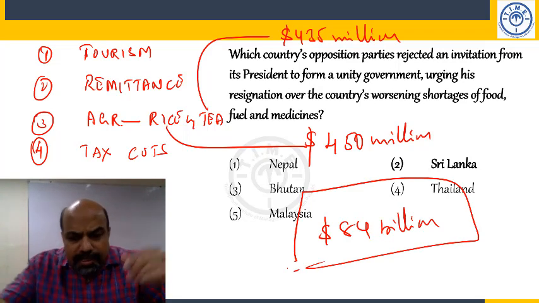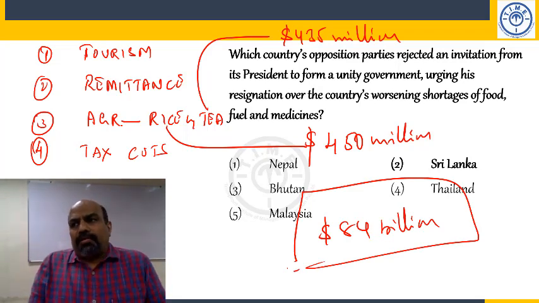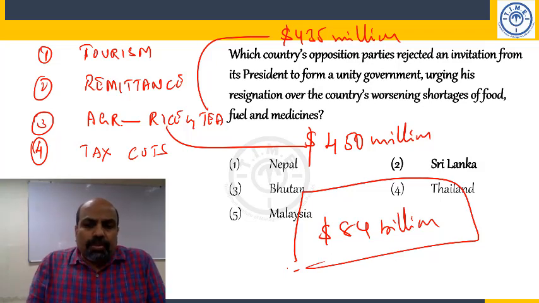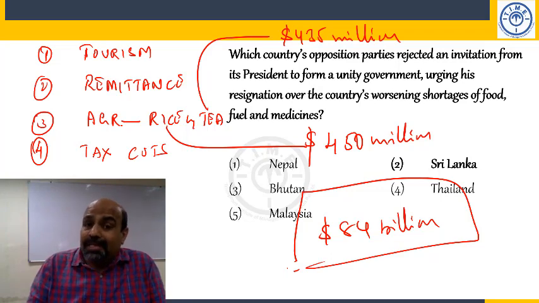Current GDP of Sri Lanka is $84 billion. $84 billion is the total value of all goods and services produced in Sri Lanka. Yes? But then it had borrowed money over the years. It had to repay that money.